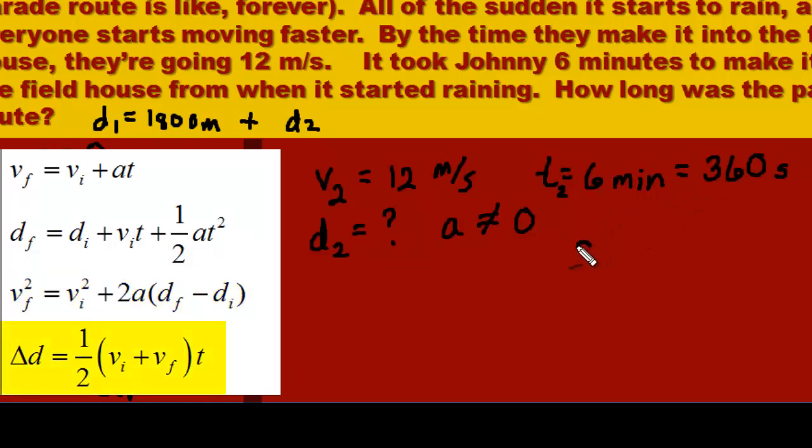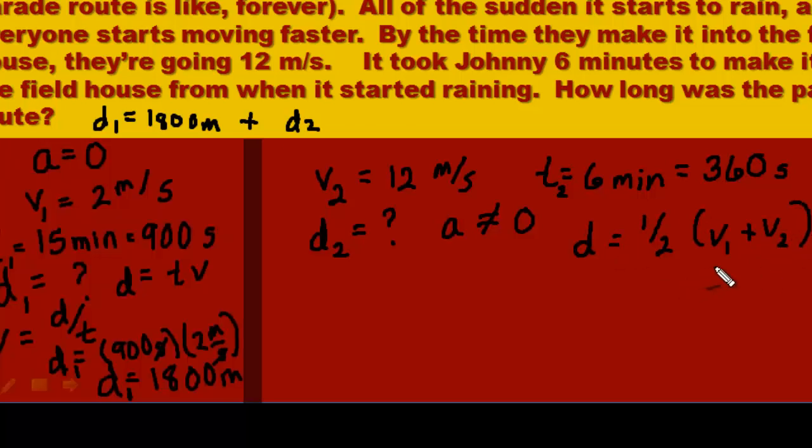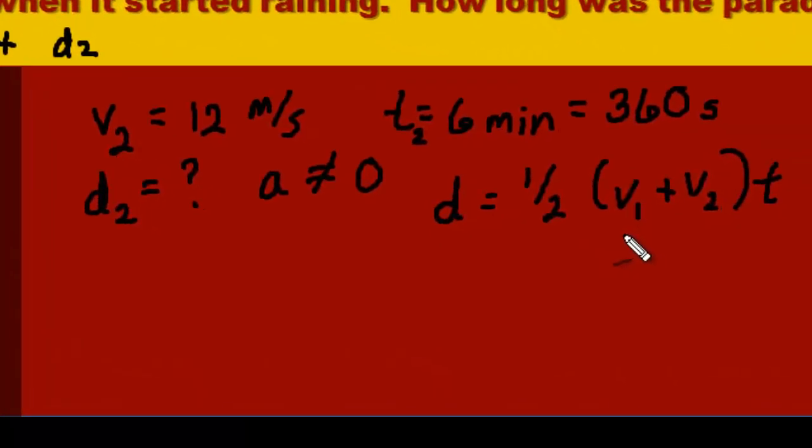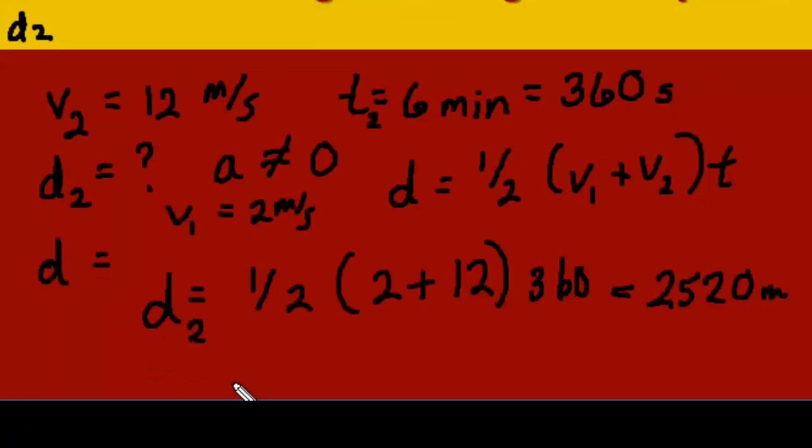There's the equation d equals 1/2 (v1 plus v2) times t. What is v1? Well, v1 is the velocity at the start, right when it started raining. What was their velocity when they started raining? Well, it was 2 meters per second. So now we can write this in, we can do substitution. And we see that d2 is equal to 2,520 meters. Okay, so I'm going to write up here.